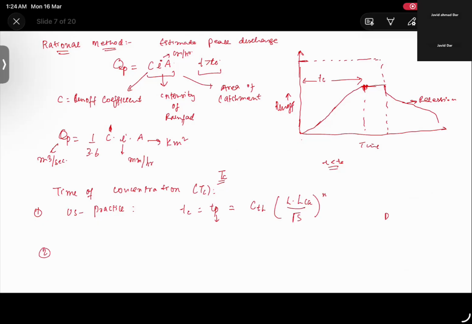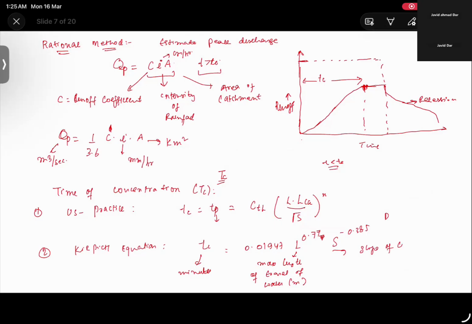And similarly, your second method is the Kirpich equation. Your Tc will be 0.01947 L raised to the power 0.77 and S raised to the power minus 0.385. So this is in minutes. L is defined as the maximum length of travel of water. This has to be taken in meters, and S is the slope of the catchment, and this is delta H upon L.